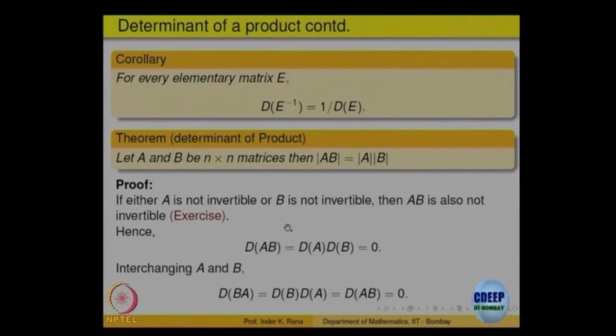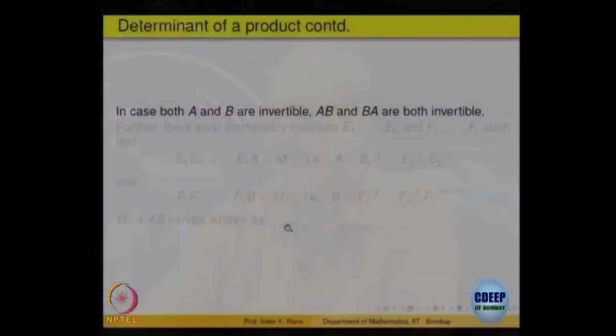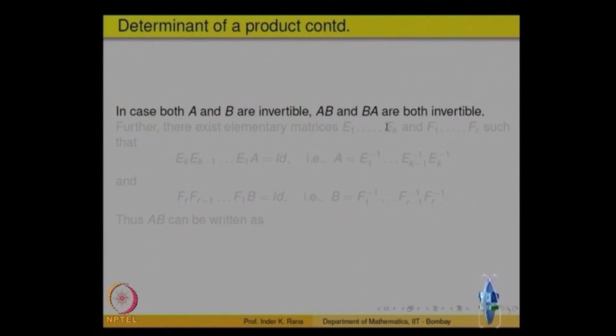Both are invertible. If both are invertible, then we know AB also is invertible, a simple algebraic fact, but let us check it anyway. In case both A and B are invertible, AB and BA both are invertible. We saw (AB) inverse is nothing but B inverse multiplied by A inverse, you can check that. If A and B both are invertible, then the product AB is invertible. What is its inverse? B inverse multiplied by A inverse.